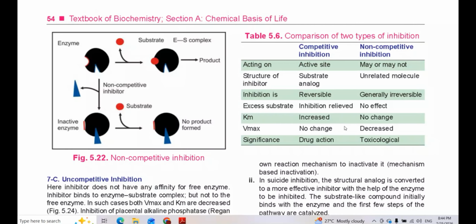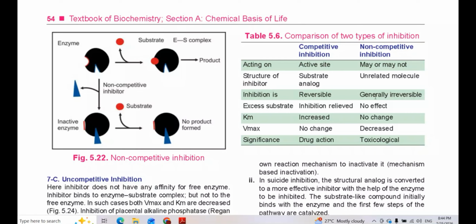So students, if you compare competitive inhibition and non-competitive inhibition, what are the differences? Where do they act? Competitive inhibitors bind at the active site, but non-competitive inhibitors may or may not act on the active site. The structure of the inhibitor is a substrate analog in competitive inhibition, but unrelated to the substrate in non-competitive inhibition.